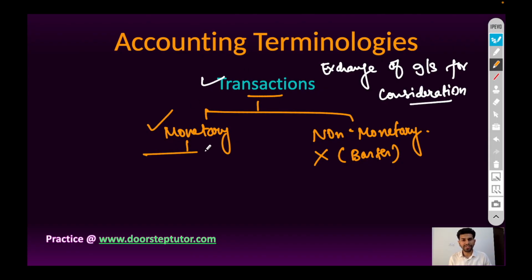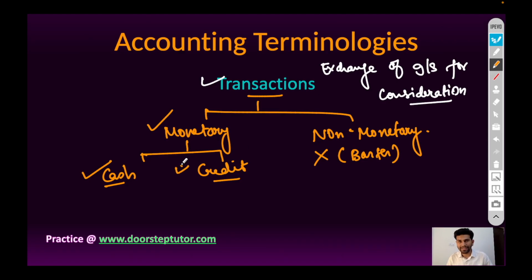So monetary transactions can be cash transactions or credit transactions. Cash transaction means cash received or paid immediately is recorded. For example, rent paid, salary paid, goods purchased on cash, or interest received in cash. In all these transactions, cash is received immediately or paid immediately.